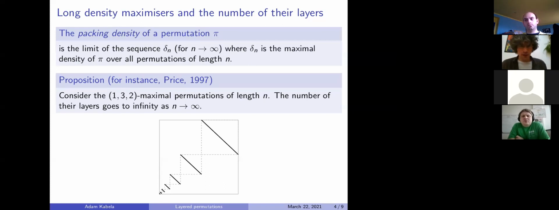And the figure shows the structure of long maximizers. So simply spoken, if you want to maximize density of the permutation 1, 3, 2, you can use a long permutation of roughly this structure, as shown in the figure. Now, when you think about it, intuitively it makes some sense. So think of the permutation 1, 3, 2, and think of the maximizer. Namely, think of the first layer of the maximizer.